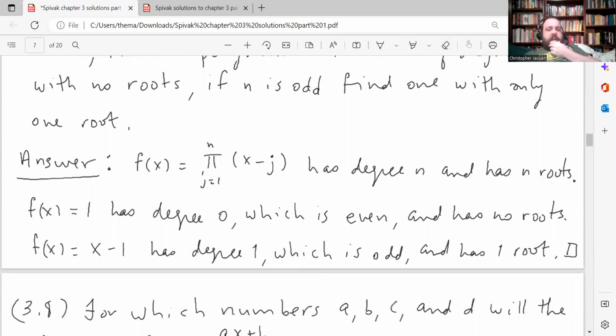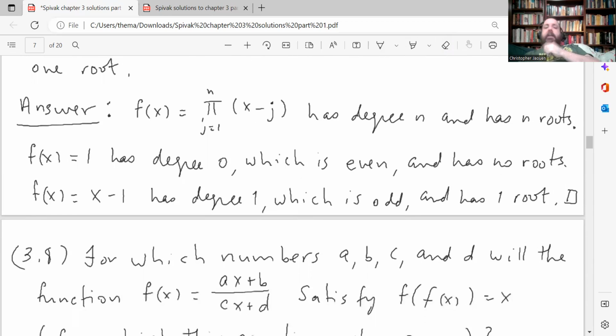f(x) equals 1 has degree 0, which is even, and it also has no roots, which satisfies the conditions that he wanted. And f(x) equals x minus 1 has degree 1, which is odd, and has one root. So those are the examples that he asked for.